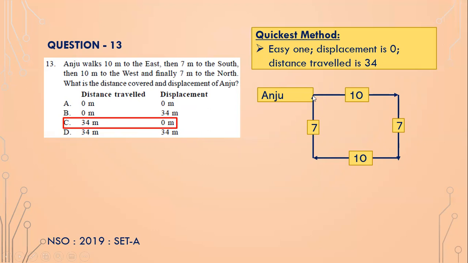So she has come back to her starting point. So her displacement is 0. Displacement is 0 because displacement is the shortest distance between the starting and ending point, and the starting and ending point is the same. But what is the distance traveled? It is 10 plus 7, 17 plus 10, 27 plus 7 is 34. Distance traveled is 34 meters.